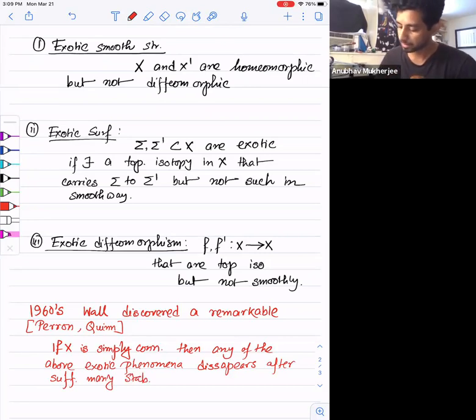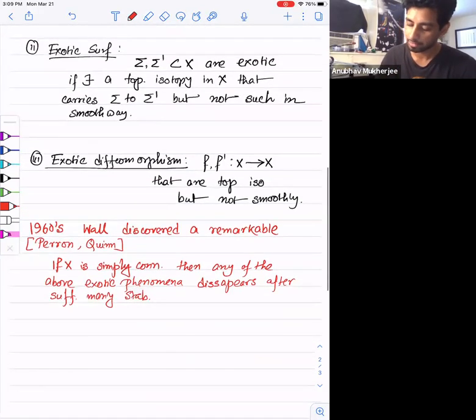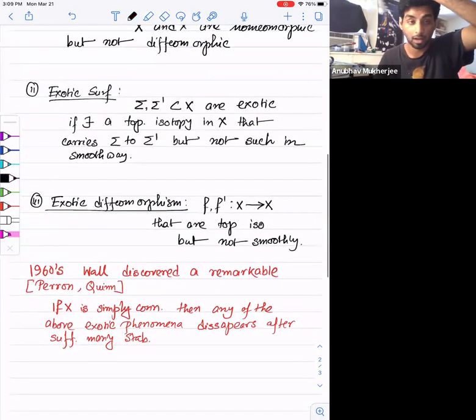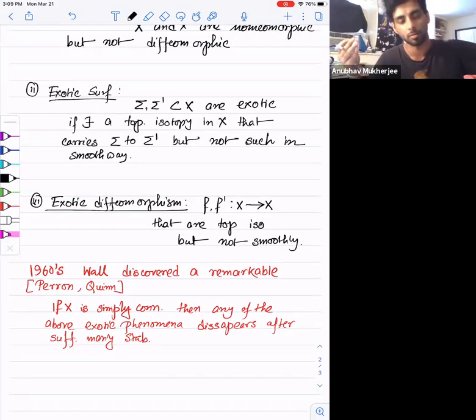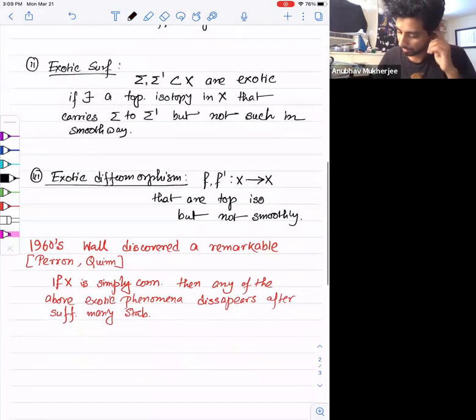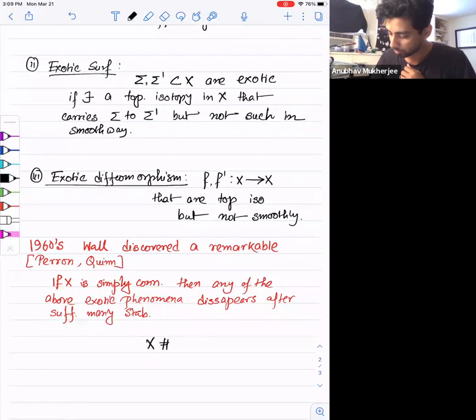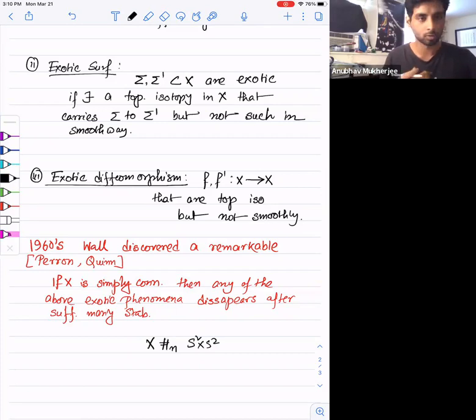What do I mean by stabilization here? I start with a simply connected four-manifold X and fix one of the phenomena, let's say either a pair of surfaces, a diffeomorphism, or a smooth structure. Then I connected sum that with a few copies of S2 cross S2, and extend those notions through, say, the identity on the S2 cross S2 component. After a finite number of stabilizations, that phenomenon disappears. This is a very surprising and remarkable result.